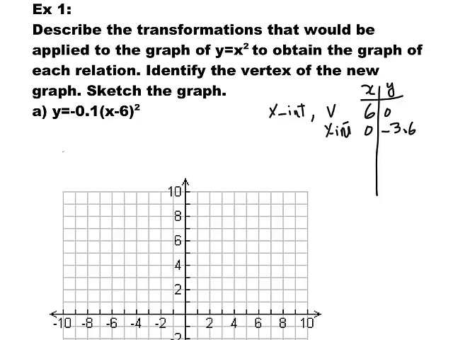The first point I'm going to pick is x equal to 1. So when x is equal to 1, I have to find y. So y is negative 0.1 times (1 minus 6) squared. 1 minus 6 is negative 5, squared is 25. 25 times negative 0.1 is going to give me negative 2.5.